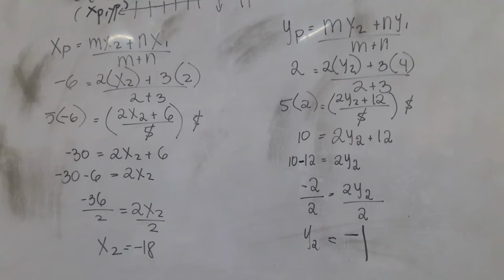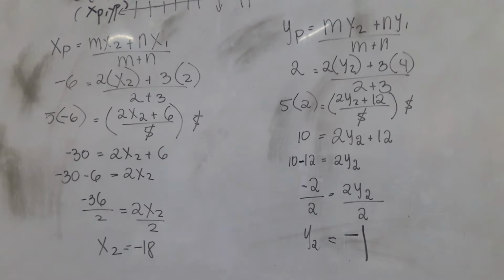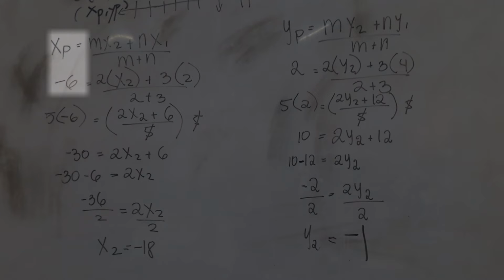And here is the solution. X sub b equals m x sub 2 plus n x sub 1 over m plus n. Since our x sub b now is negative 6, we are going to write it there.